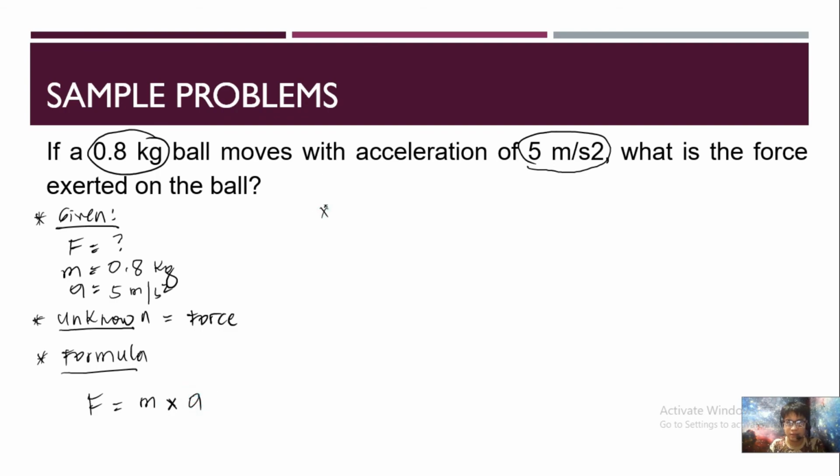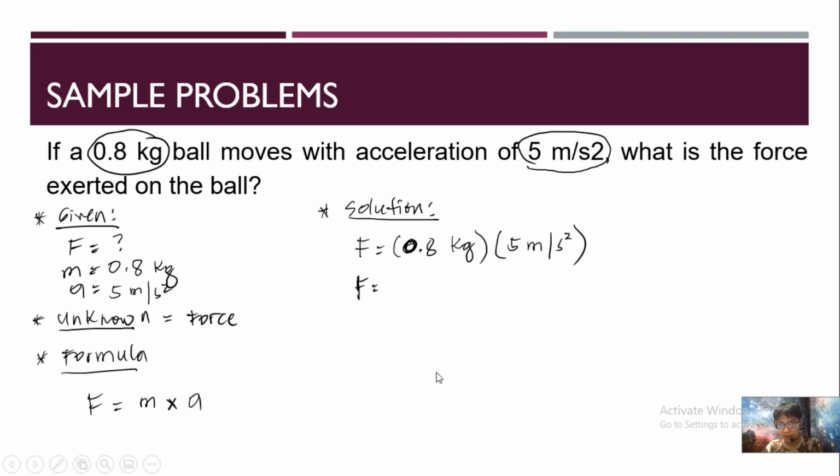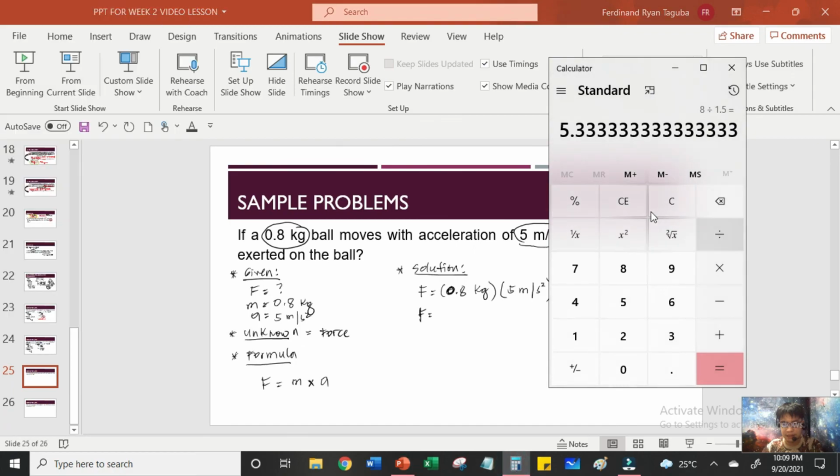Solution part. Substitution method. F is equal to M multiplied by A. So the value of mass is 0.8, so we have here 0.8 kilogram multiplied by the value of acceleration, which is 5 meters per second squared. So doing the mathematics, 0.8 times 5, using our calculators, 5 times 0.8, the answer is 4.